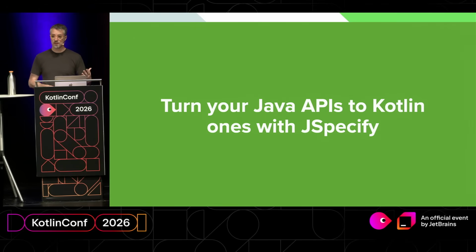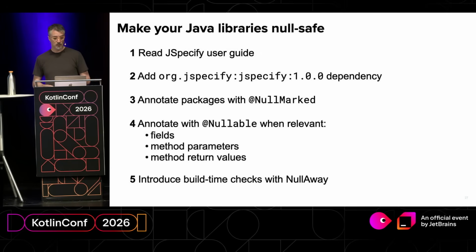If in your company you have Java libraries, for example, that you are using from Kotlin projects, you can do the same. And even if you don't, if you just have Java workloads, you can also just add JSpecify and use NullAway to check the nullability on your Java workloads. In practice, if you want to make your Java libraries null-safe, I advise you to read the JSpecify user guide, because it's really important to understand the semantics.